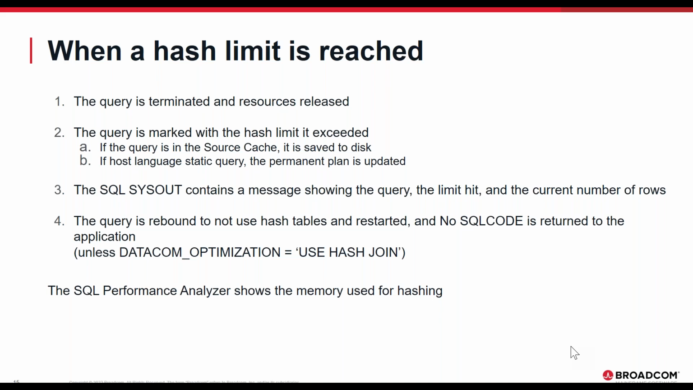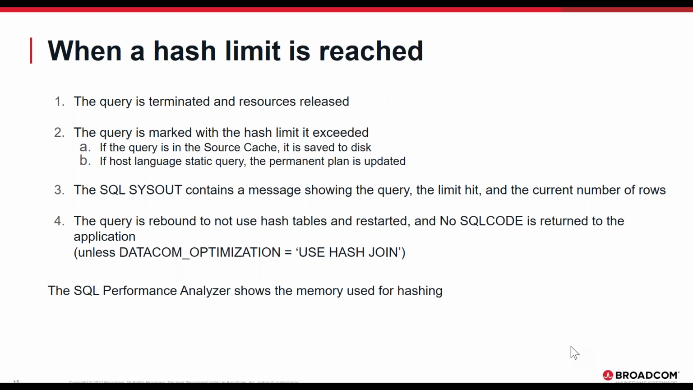And then the query is rebound not to use hash tables, and restarted. And if it was working before, it should complete again and return successfully without any interruption. So in this case, hopefully very few times, but if it did happen to run out of above the bar memory, the query would still complete. The application would not even know it happened and would run just like it normally does. Obviously, it would take a little longer that first time because of the attempt to use hashing, but it would not receive any SQL code.